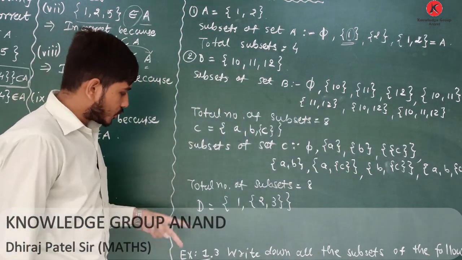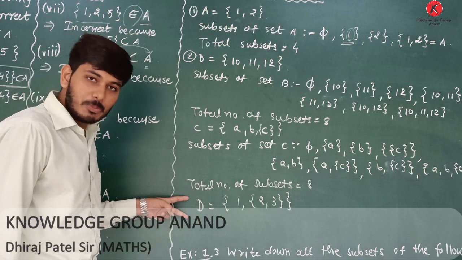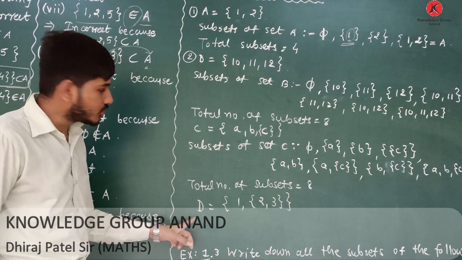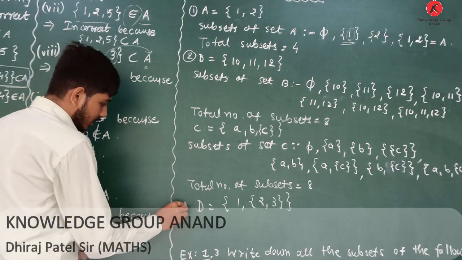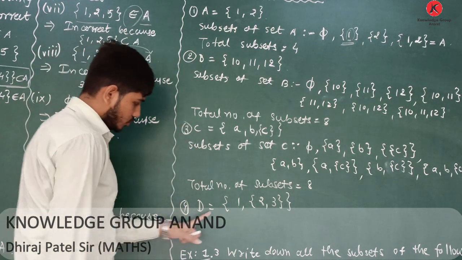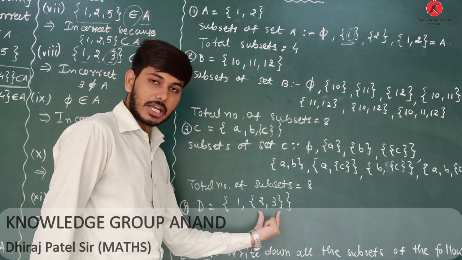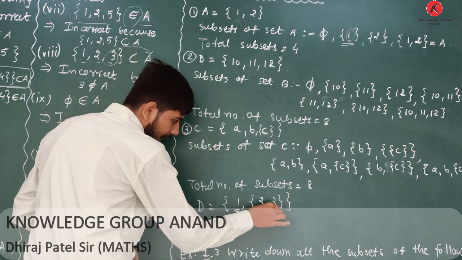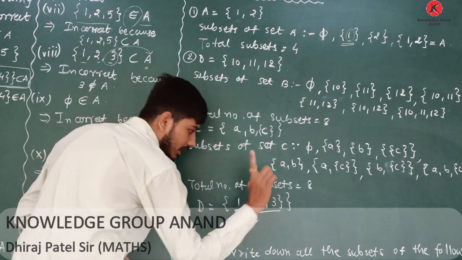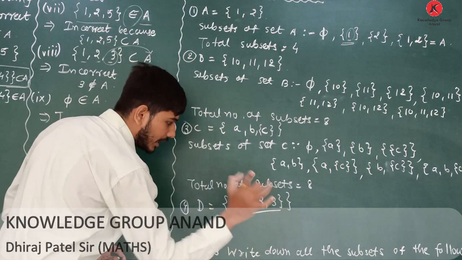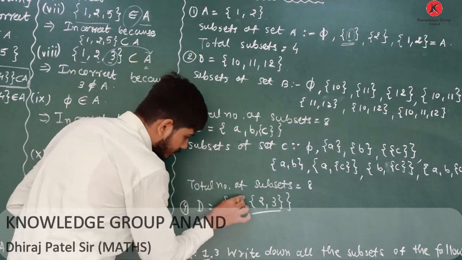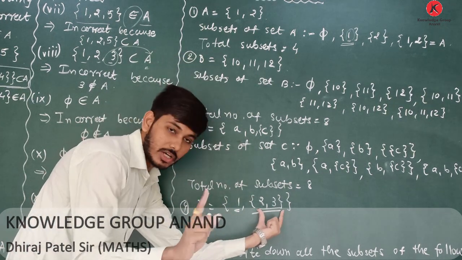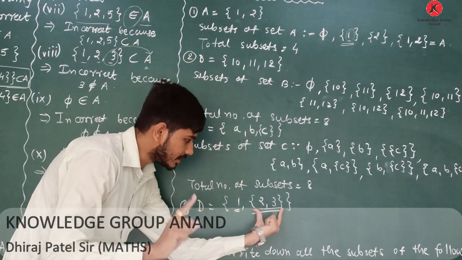Now the next one, this is also an important question. Okay, understand here. D equals, this is the fourth one, D equals 1, curly bracket 2, 3. The elements of set D are 1 and curly bracket 2, 3. It is only one element. This is 1 and this is 2, therefore 2 elements are there. You have to consider this as a single element.